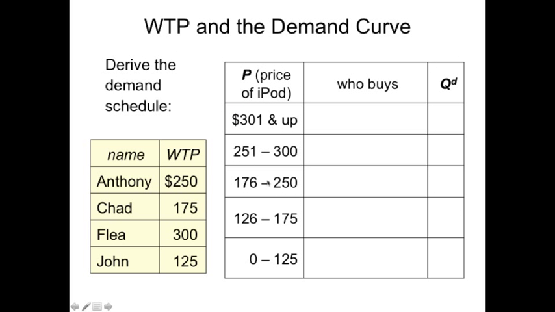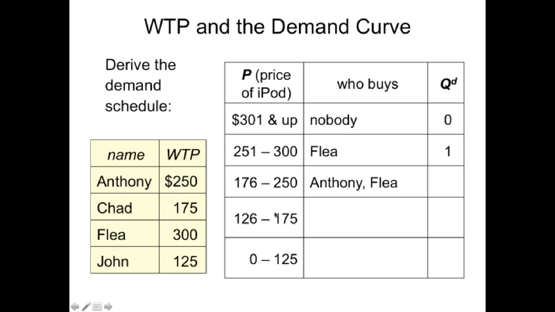So looking at how we take this willingness to pay and go to a demand schedule, well, if the price is $301 or more, the quantity demanded will be 0. Before I fill this in, if the price is anywhere between $251 and $300, what do you think the quantity demanded would be? If you were looking at this and realizing, well, Anthony wouldn't buy it for that price, neither would Chad, neither would John, but Flea would, you'd be right. Quantity demanded would be 1.